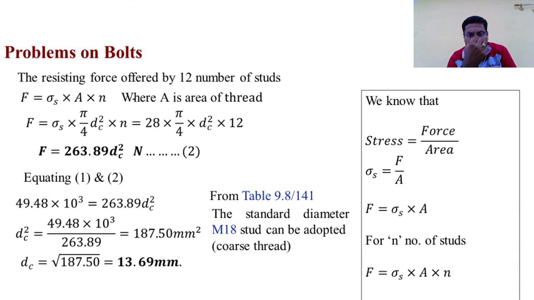Then we go for the equations. Continue with equation number 1. Next, the resisting force offered by 12 studs. Okay, the 12 studs are already given. Then F is equal to sigma S into A into N, where A is the area of the thread. We know that stress is equal to force by area, sigma S is equal to force by area. Then F is equal to sigma S into A. For N number of studs, F is equal to sigma S into area into N. Okay, this is the formula we know.